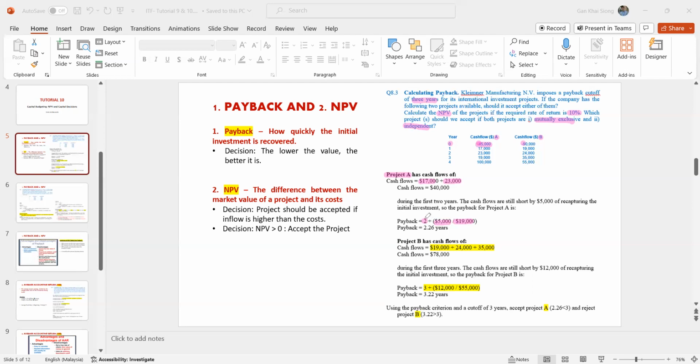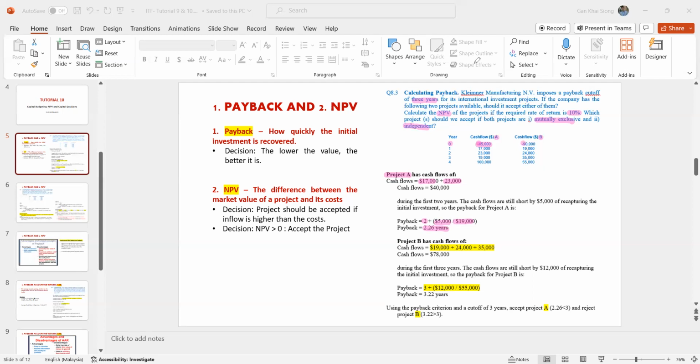So therefore, I'm aware that now I will need to wait for 2 years, plus another few months in year 3. But how do I know how much is the few months? I use the 5,000 divided by 19,000, and at the end, I got 2.26 years. So that means project A, I will need 2.26 years in order for me to get back the investment cost.